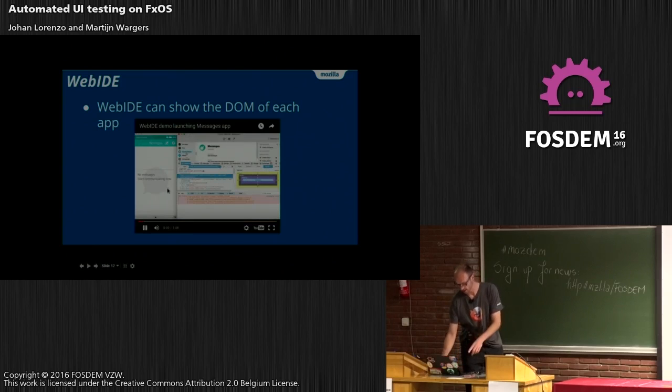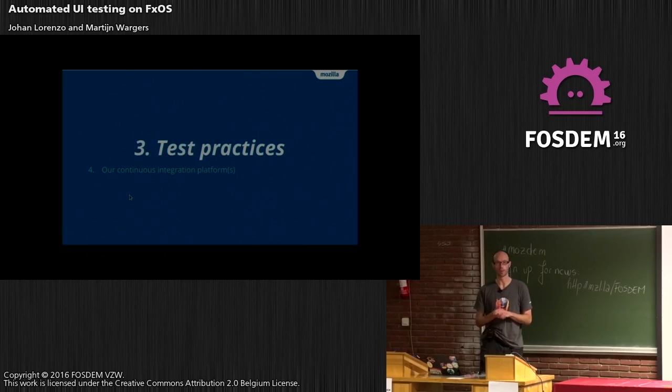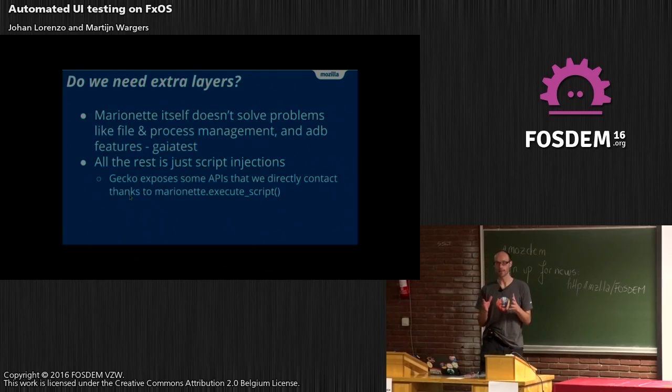I have to go back. So, what are our common practices which we use in Gaia UI automation? Marionette is kind of similar to Selenium, but in this case Selenium is just not enough. Marionette is not enough for what we need to do for our UI testing on the phone.